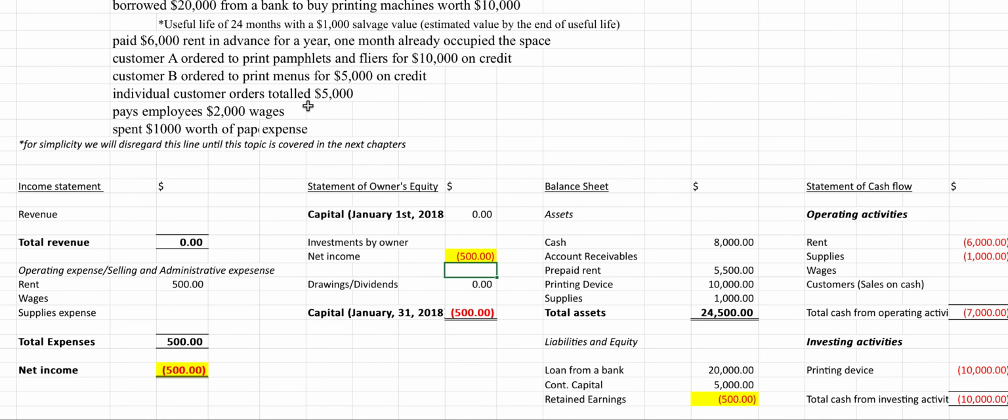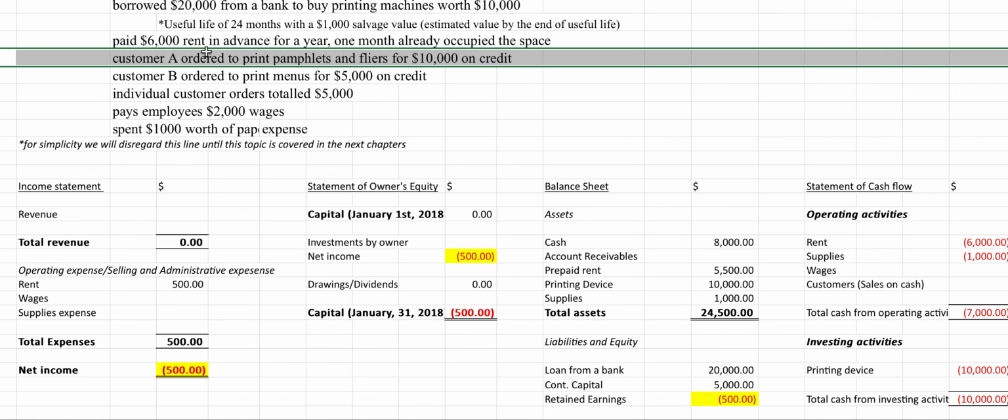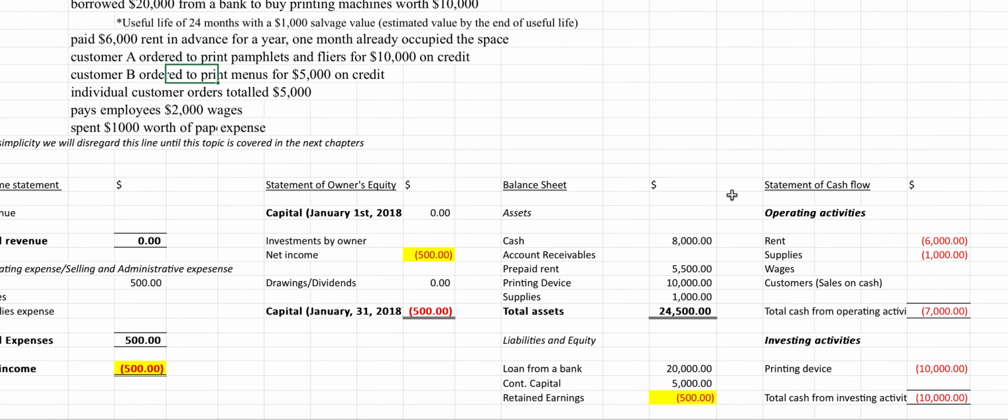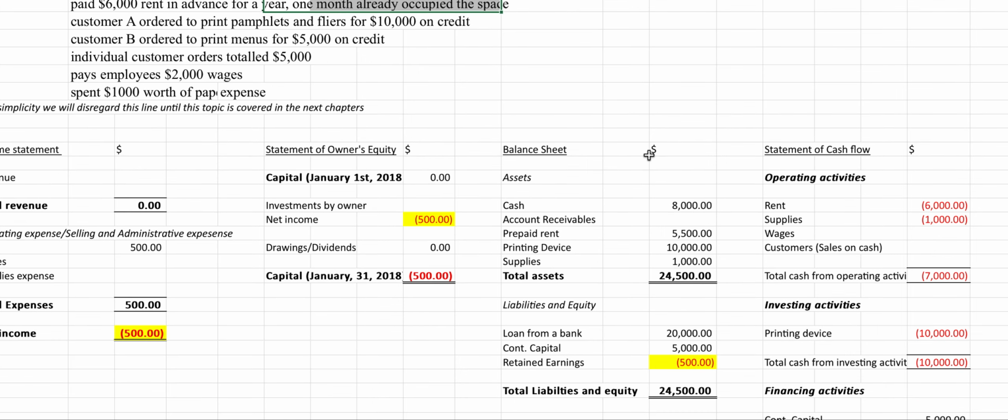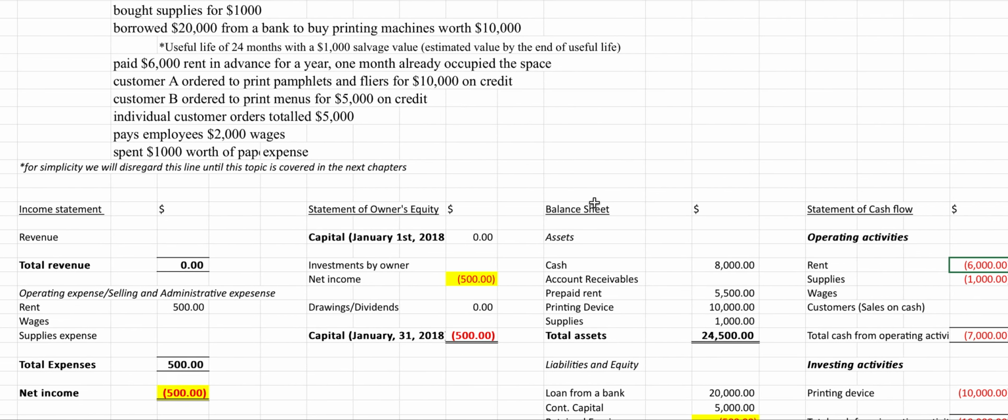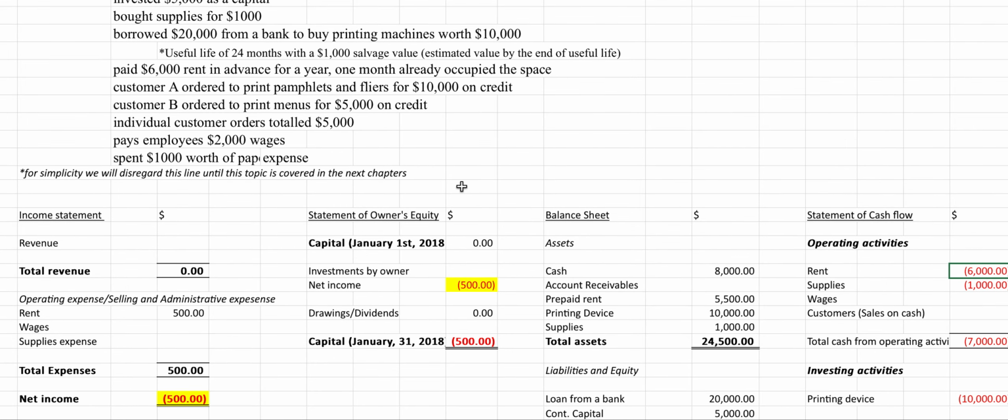Next, just to mention very quickly, the statement of cash flow clearly, with the second half of this transaction, meaning the 1 month has been occupied, is not going to be in effect because no cash is out, right? We have already considered the cash that we've paid for the rent in advance, and that was already recorded as an outflow of 6,000. The second half has nothing to do with cash outflow, so we'll leave the statement of cash flow out of this.